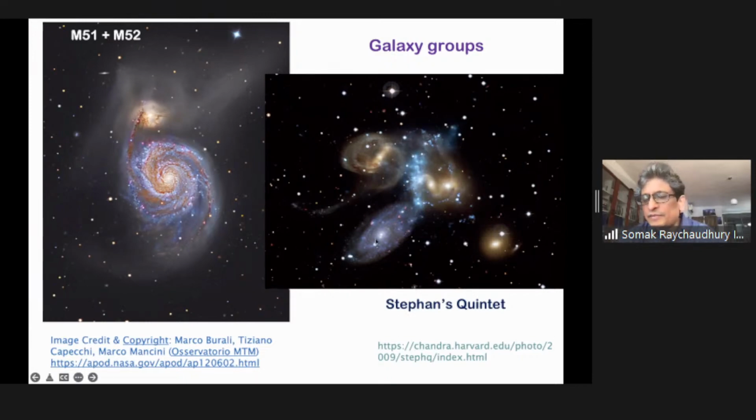In this case, a very famous Stephan's quintet. This is a very interesting picture because this is a combination of an optical picture from the Hubble Space Telescope and an X-ray image of the same group. And the blue bit that you see in the middle is from the Chandra X-ray Observatory, and it's only the X-ray part. So actually, you can see 5 galaxies in there.